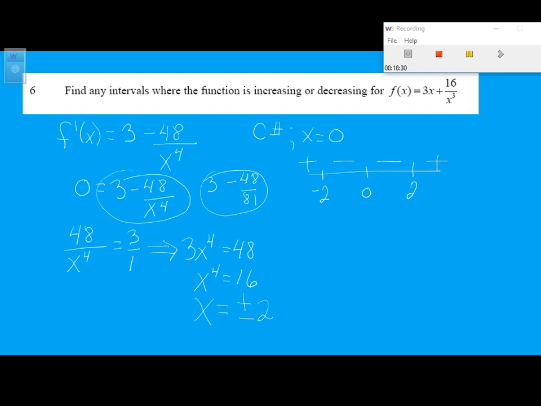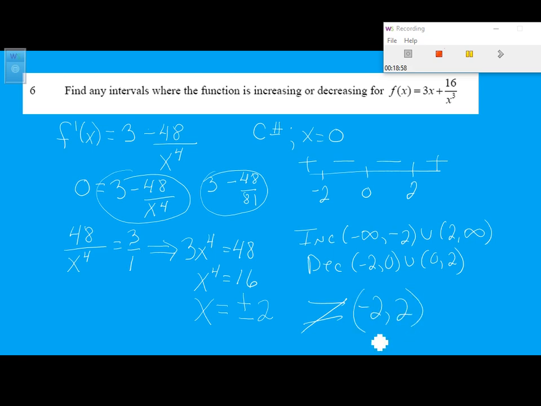So when I list my intervals, I can say that I'm increasing from negative infinity to negative 2, along with 2 to infinity, and that I'm decreasing from negative 2 to 0, and 0 to 2. You cannot say that you're decreasing from negative 2 to 2, because if you look up at your original, 0 is an asymptote. So you can't do that.